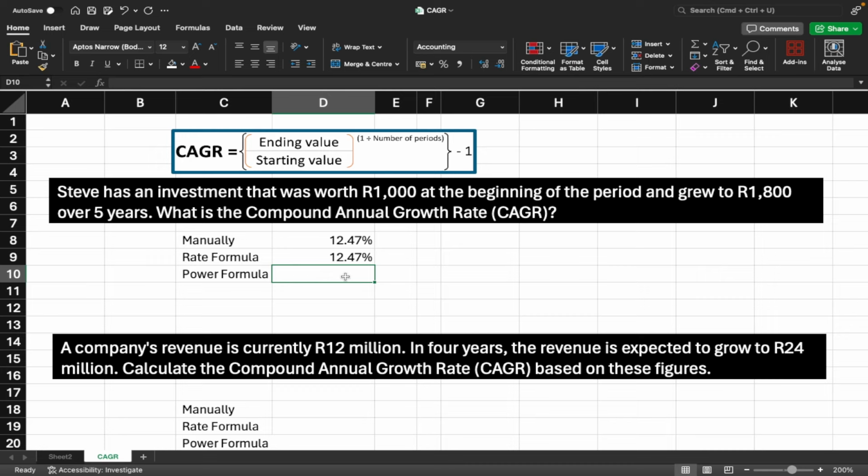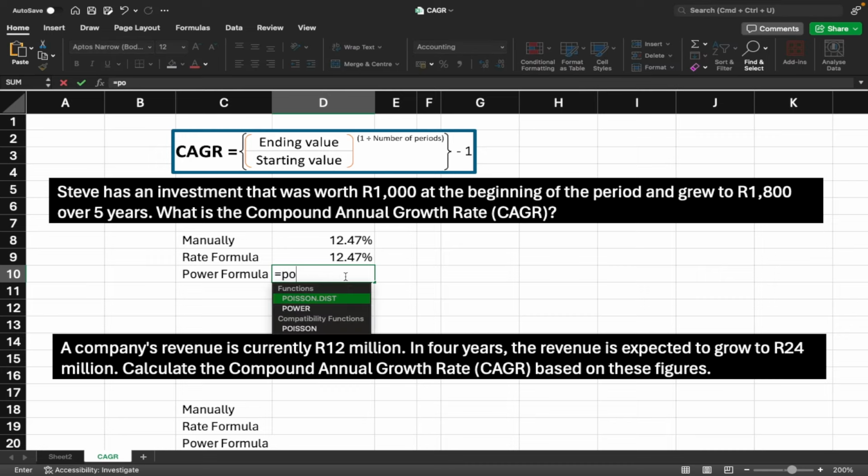Now, let's do it with the last formula here, the power formula. I press the equal sign, and then I type power, and then I open my brackets here. And then what is my number? Well, that's going to be my closing value, or my ending value, divided by my starting value. So that's going to be 1,800 divided by 1,000. Okay, and then I press comma. What is the power here? Well, I raise it to the power of 1 divided by 5. Remember, it's 1 divided by the number of periods, as we did with our formula. And then I will close my brackets, and after I close my brackets, I mustn't forget to deduct 1.